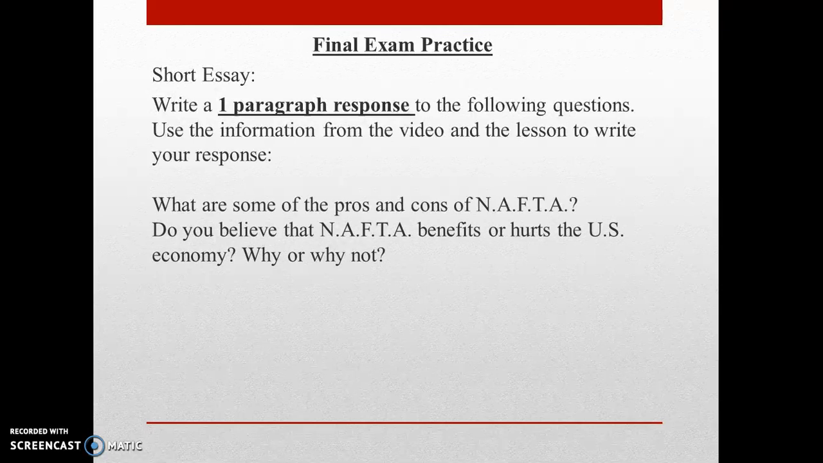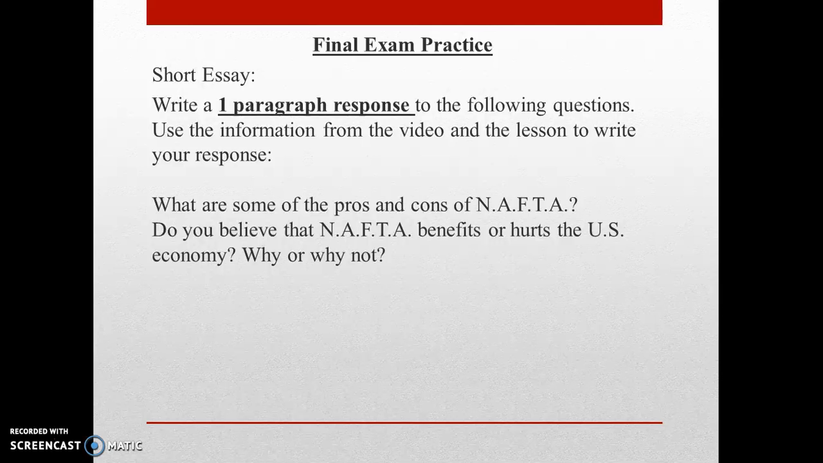This is the short essay question. So there is a short essay question that asks you to write a one-paragraph response to the following question. And it comes from a lesson. It comes directly from Unit 5, and it asks, what are some of the pros and cons of NAFTA? Do you believe that NAFTA benefits or hurts the U.S. economy? Why or why not?